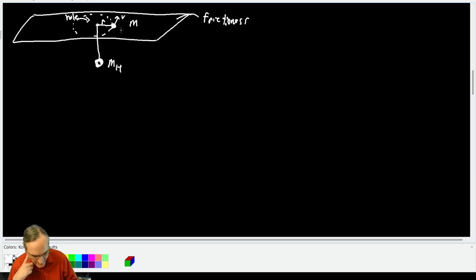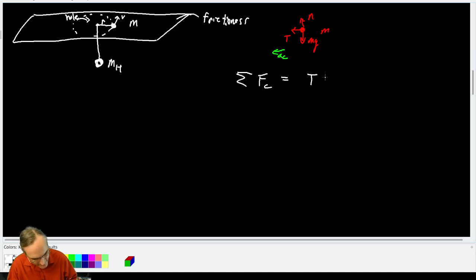If we think about the way this is going to work, the forces that are acting on this mass m would have a normal force supporting it, we'd have a gravitational force, and then we'd have the tension. And as you can see, that tension points in the same direction as the centripetal acceleration. So what we'll be able to do is find a sum of forces in the centripetal direction, and it will look something like T is equal to m v squared over r.